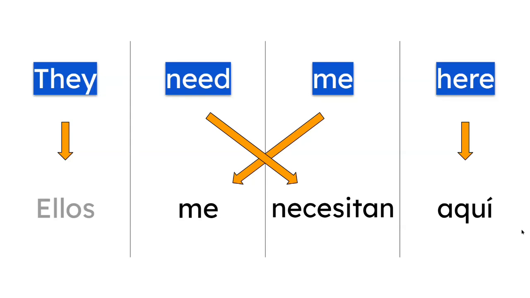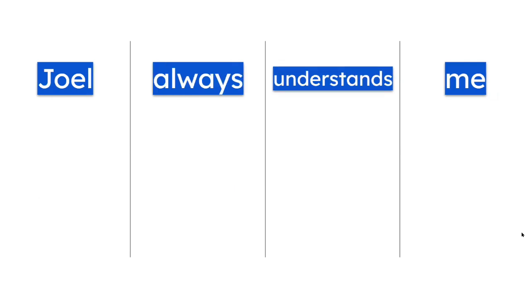And here, how do you say this? Did I hear aquí? I don't think so. It's aquí. So the whole sentence is ellos me necesitan aquí. Now you say it. Very good. Ellos me necesitan aquí. Okay. Now the next sentence. Joel always understands me.